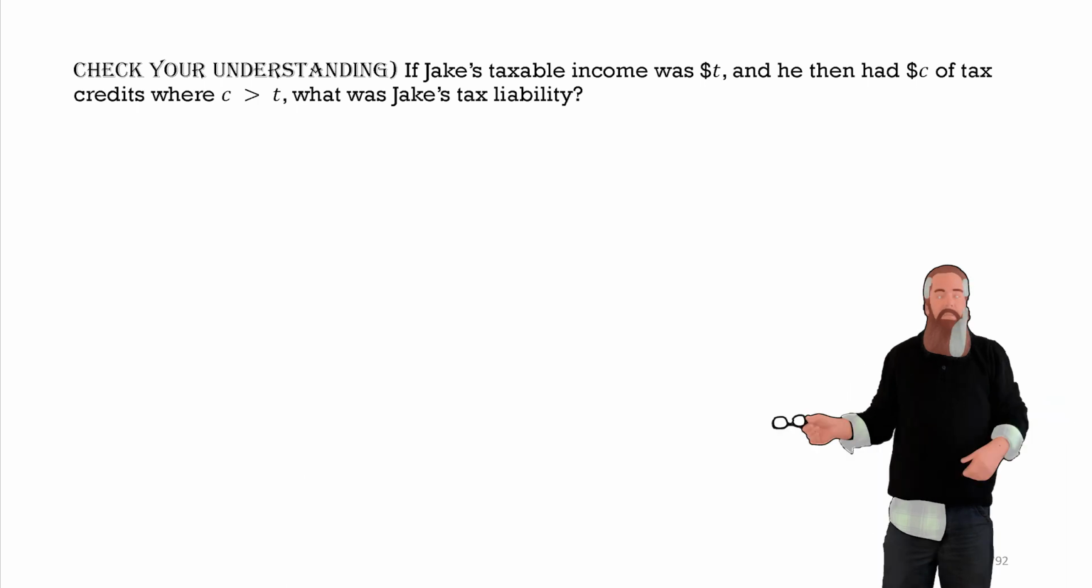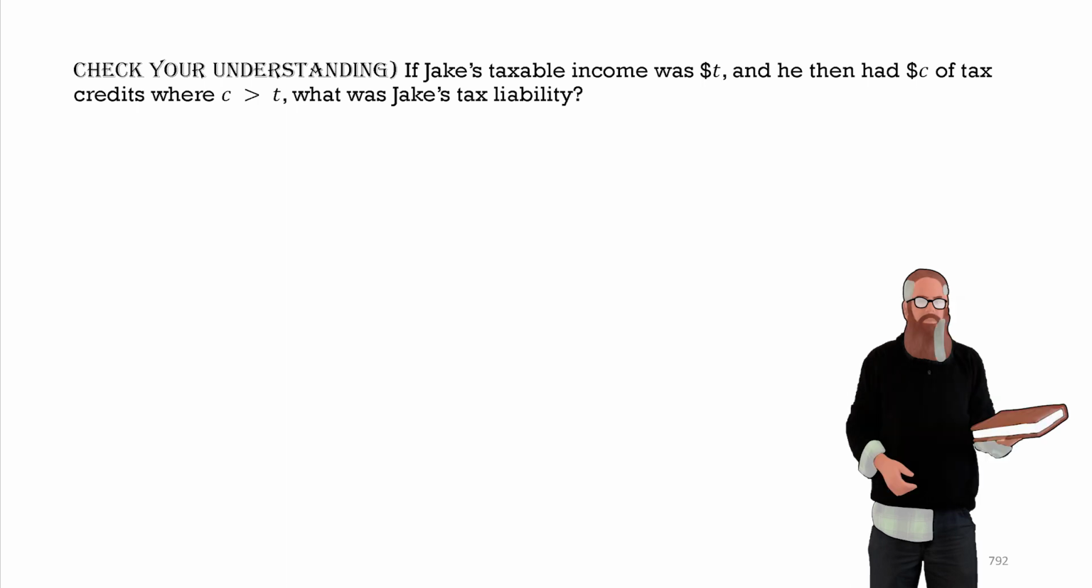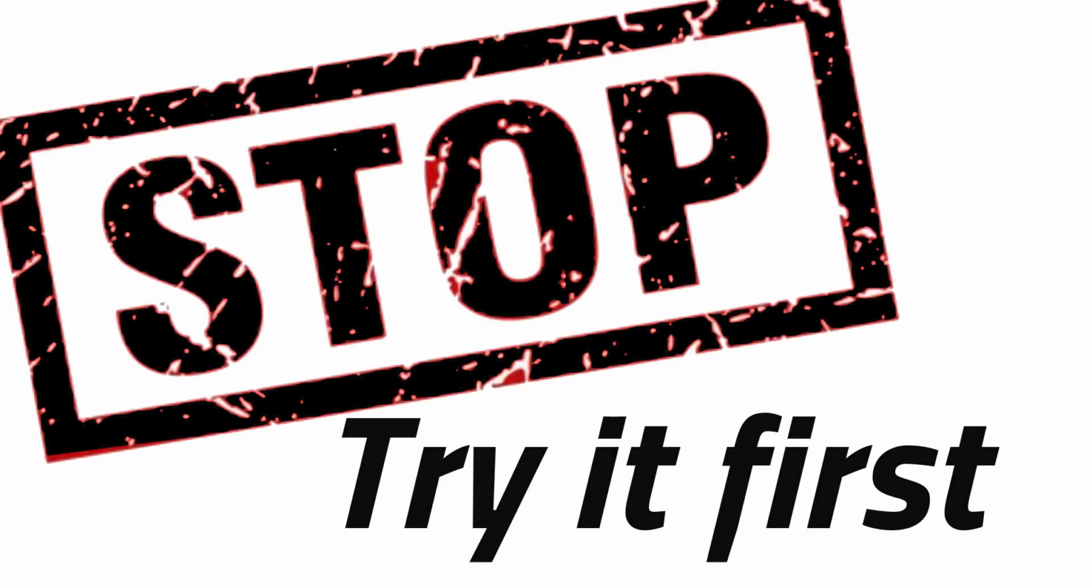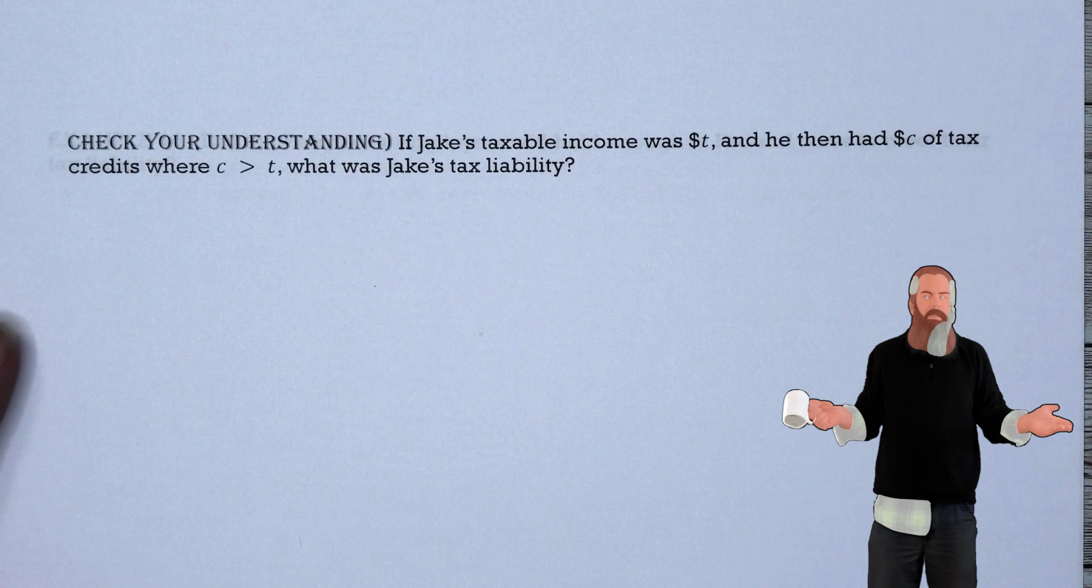If Jake's taxable income was T dollars and then he had C dollars of tax credit, where C is greater than T, what is Jake's tax liability? Well, 0, and he lowered his tax all the way to nothing because his credits were higher than his liabilities.